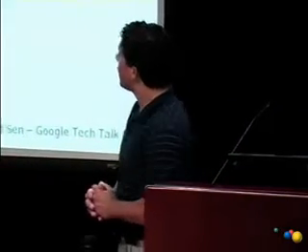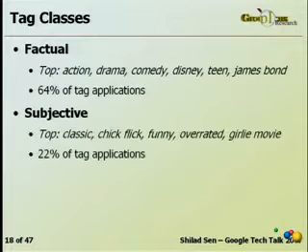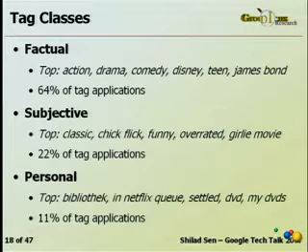OK, and I'm going to return to those 3 classes of tags that I introduced in the beginning. We coded all the tags that showed up in MovieLens during that first month. And here you can see a list of the top factual tags. And those accounted for about 64% of all the tag applications. And the subjective tags, here are the list of the top subjective tags, accounted for 22%. And finally, the personal tags were the smallest portion, 11% of all tag applications.